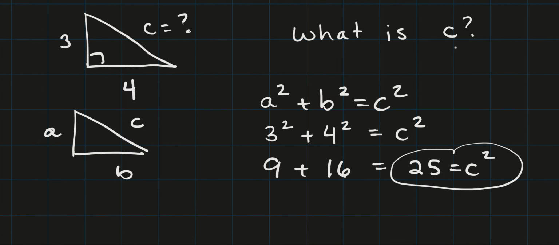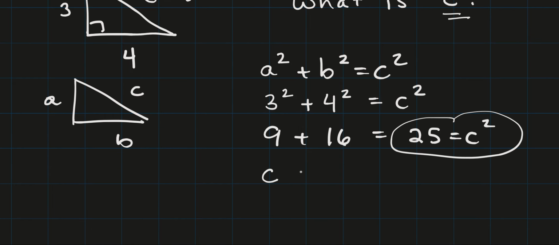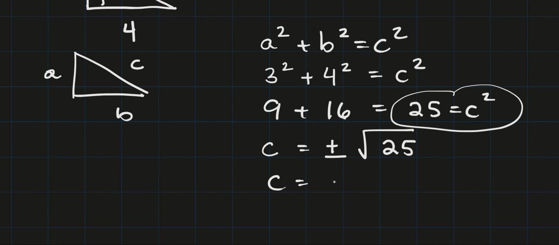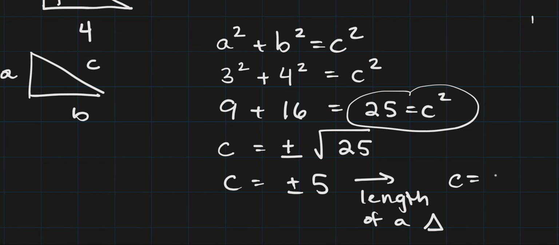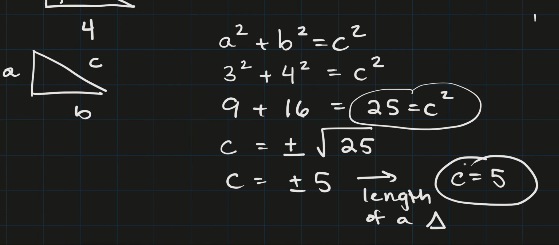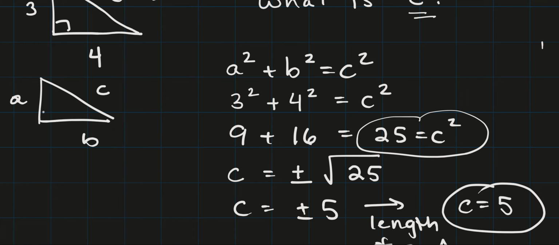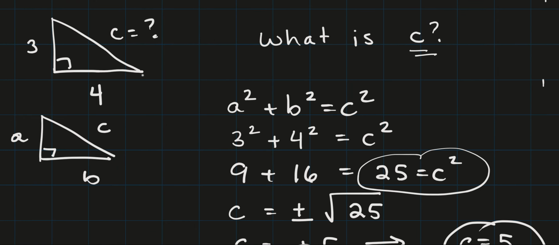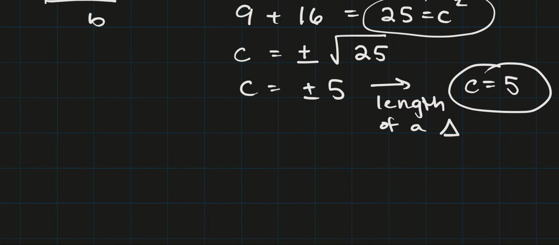But I didn't ask for C squared. I asked for C. So to find C, you just take the square root. Now when we take a square root, we get a positive and a negative. But because we're dealing with lengths of a triangle, we only take the positive number. So we get that C is equal to 5. And that's going to be our final answer. So that's not too bad. The next thing I want to do is give you the hypotenuse and ask you to solve for one of the sides. Okay, so let's try that.